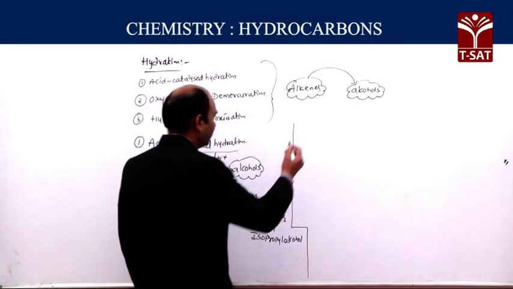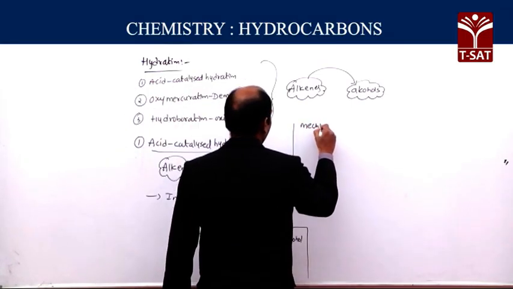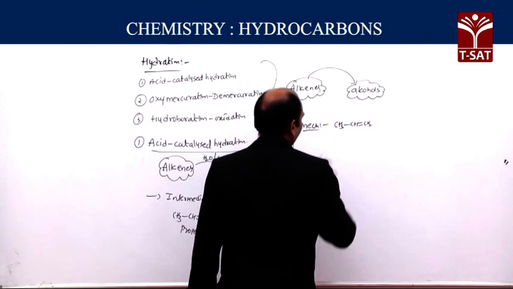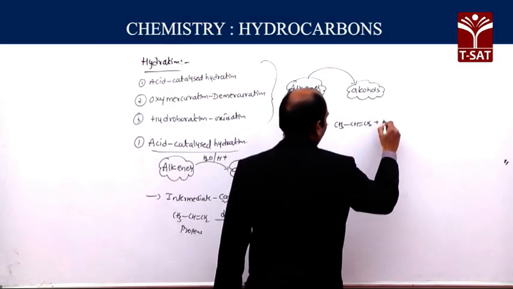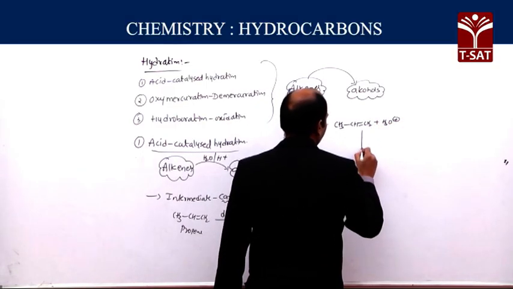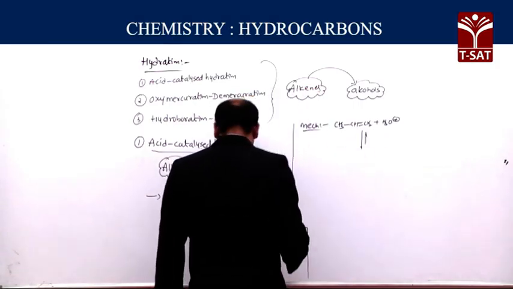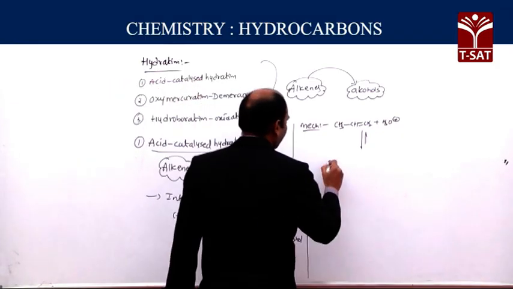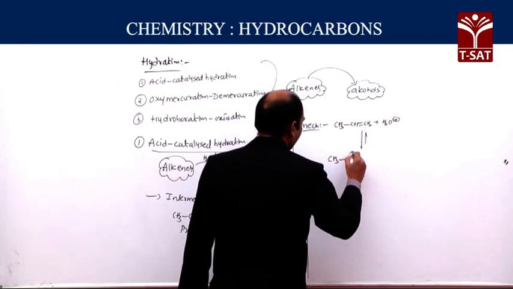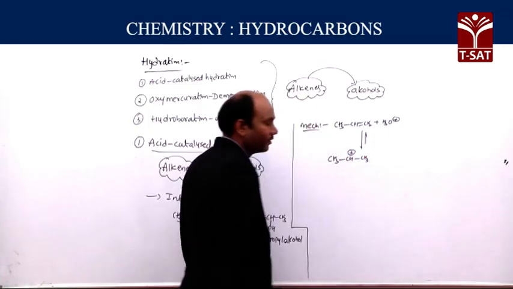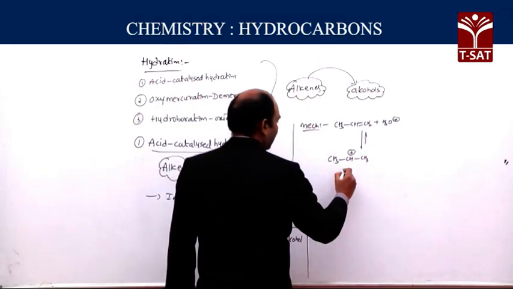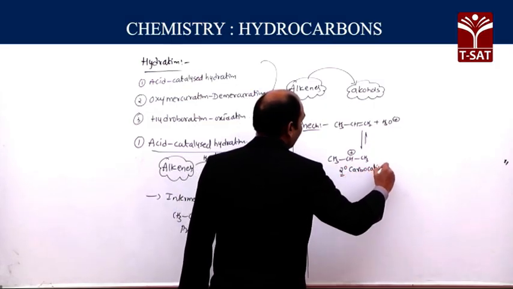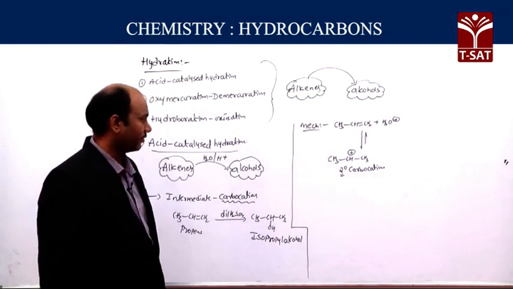Now let us discuss the mechanism. Here first of all, CH3, CH double bond CH2. Addition of H3O plus. H3O plus is formed from H2O and H plus. Now this is converted into CH3, CH plus, CH3. This is a secondary carbocation. Isopropyl carbocation is formed.